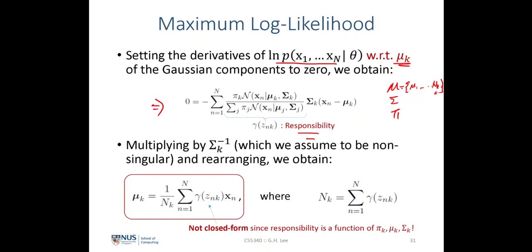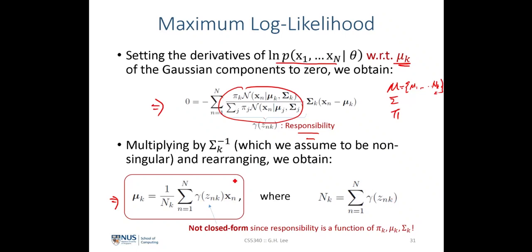Interestingly, we see that the responsibility term that we defined in the earlier part of the lecture appears in this derivative after we set it to 0. So let's collectively call this term the responsibility, denoted by gamma z nk. We make mu k the subject, and this is the final result: the sum of the responsibility multiplied by the observation x n, divided by N k, which we defined to be the sum of all the responsibility terms.